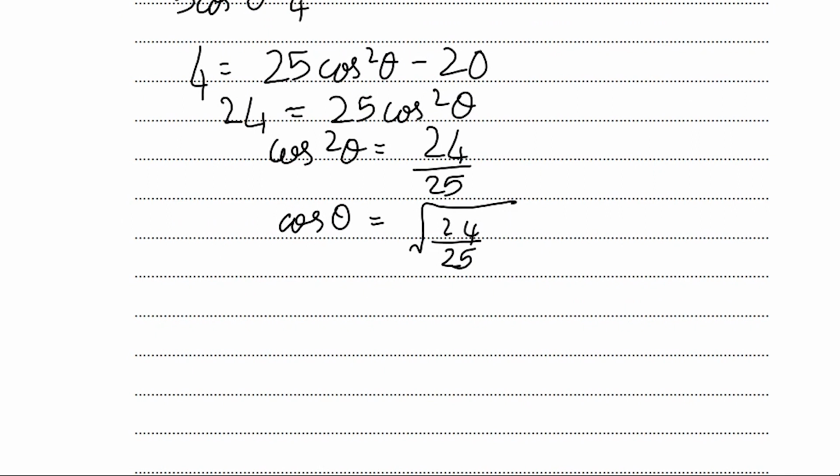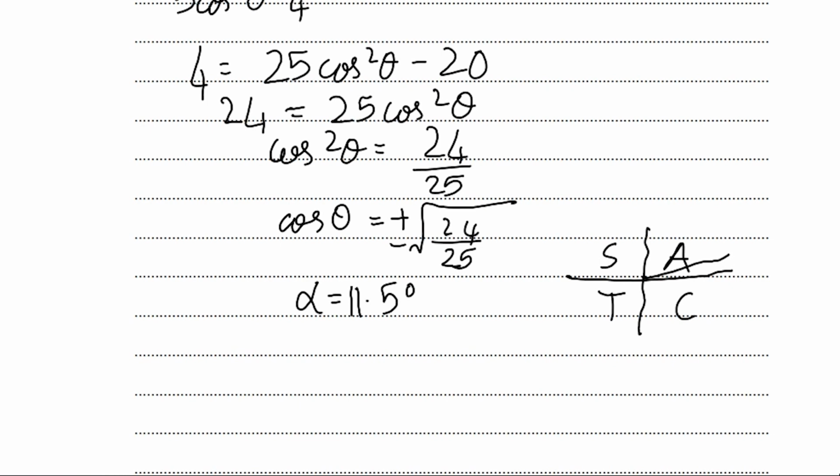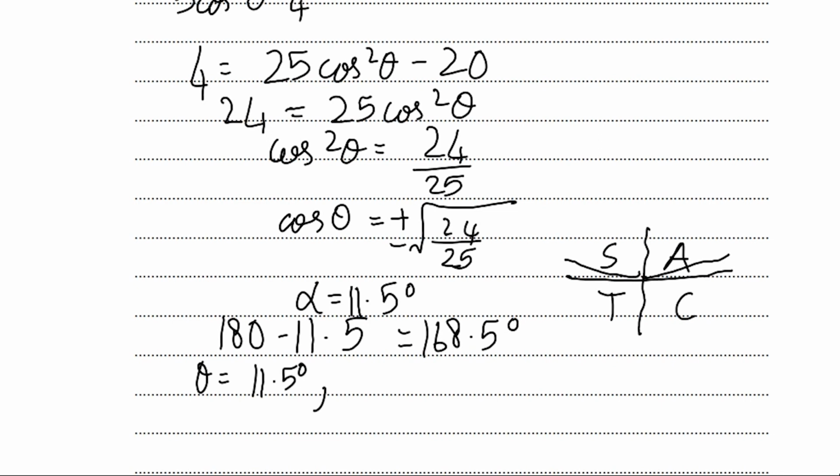Now we are given a range, which is 0 is less than theta, which is less than 180, and our basic angle will be 11.5 degrees. Okay, so now our quadrants are: this one is all, this one is for sine, this one is for tan, and this one is for cos. But you must realize that since we have an under root sign here, our answer will be plus minus, cos theta must be equal to plus minus under root 24 over 25. So we'll have one angle here and we'll have one angle here. So this one will be 11.5 degree and this one will be 180 minus 11.5 degree. 180 minus 11.5 is actually 168.5 degree. So we have the answers. Theta is equal to 11.5 degree and it's also equal to 168.5 degree.